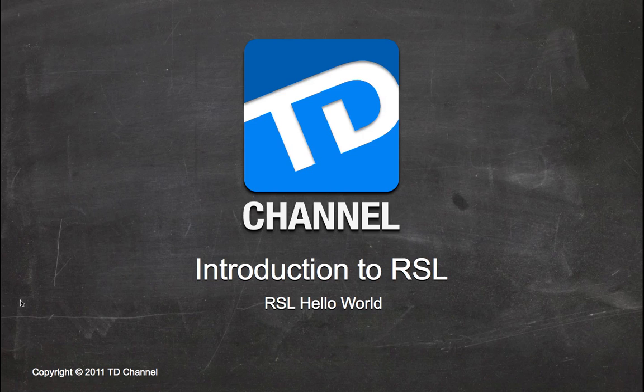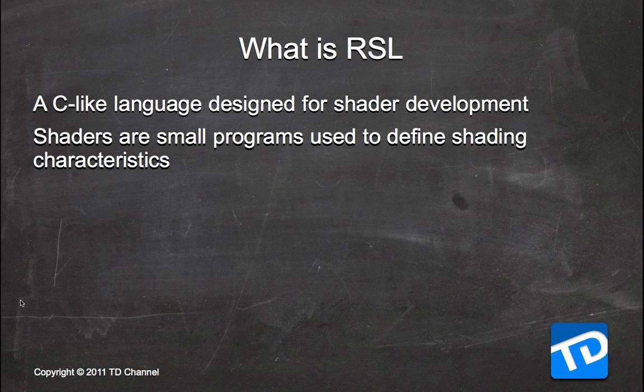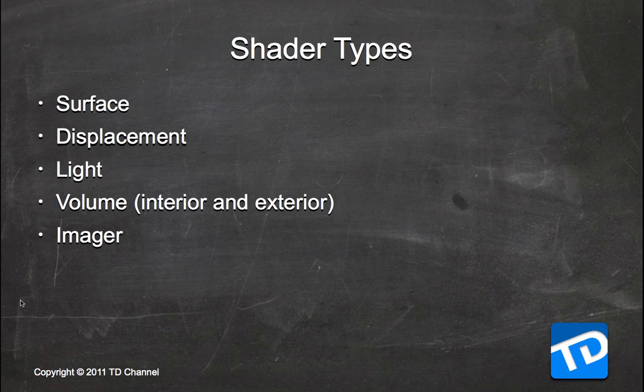in RenderMan shading language. So first of all, let's look at what RSL, or RenderMan Shading Language, is. RSL is a C-like language that's designed specifically for shader development. Shaders are small programs used to define shading characteristics in your scene for a render. What are the different shader types?